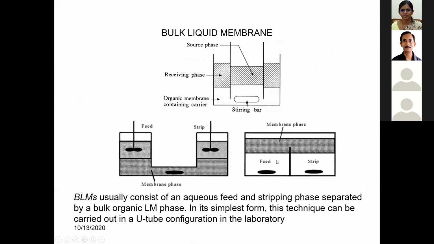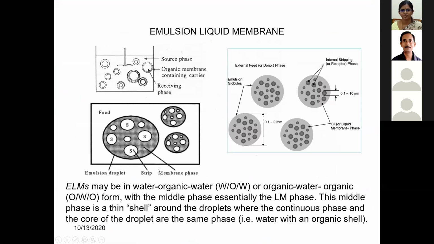Yeah. The second one is the emulsion liquid membrane. You create an emulsion, ELMs, maybe water-organic-water type, or organic-water-organic type form. In the middle is essentially the liquid membrane phase. You see that this is actually the source phase, and the middle black phase is the membrane phase, and you can see the feed phase outside.